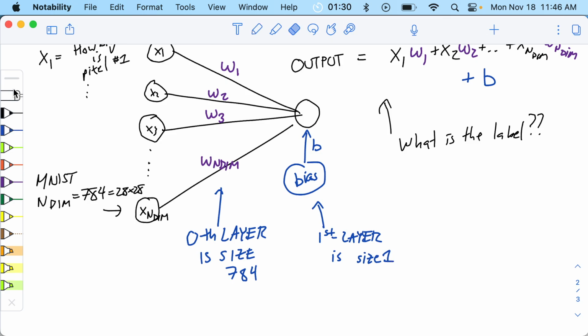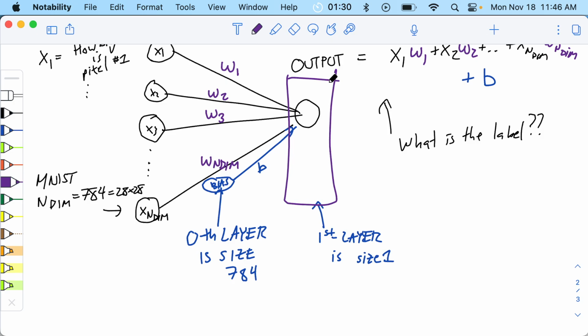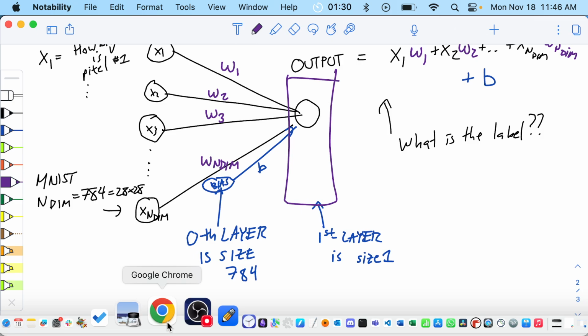Let me move this bias guy so it's obviously more part of this layer over here, because the bias lives over here, goes in here. So the first layer is size 1, and that's actually the output. And really it's the second, but Python starts at 0. So the 0th layer is here, the first layer is here. And that's what I told it when I did these layers.